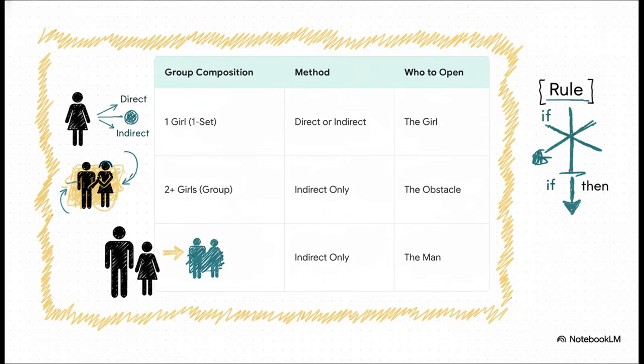If it's a one set, one girl, you have a choice, direct or indirect. But for any group, whether it's all female or a mixed group, the rule is always indirect. For a group of girls, you open the obstacle, and for a mixed group, you always open the man. It's a very clear if this then that kind of system.